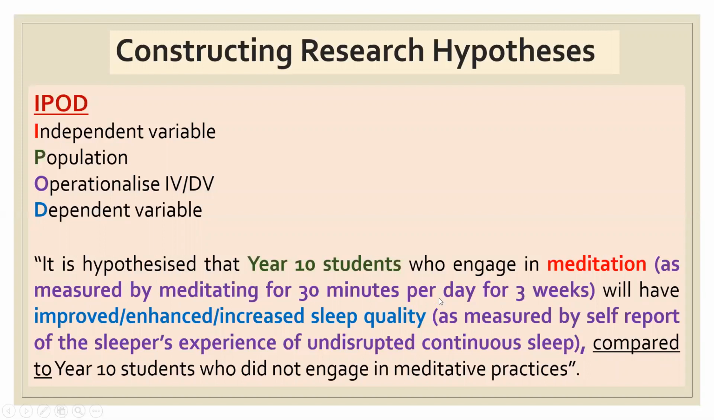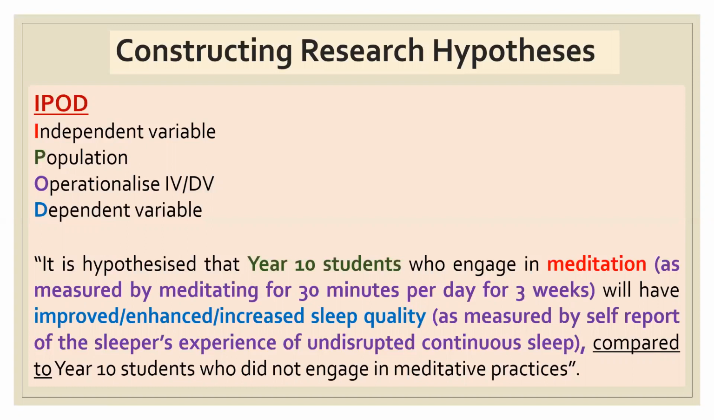And then we just operationalize the sleep quality as per the previous slide. So sleep quality as measured by self-report of the sleeper's experience of undisrupted continuous sleep. Then we mentioned the control group, and we haven't actually come to the control group yet. We're doing that in the next slide, but we have to mention the group that didn't need to go through the meditation, okay? Because in every experiment, we've got a group that always goes through the actual experimental treatment or the actual IV, which is the meditation in this case.